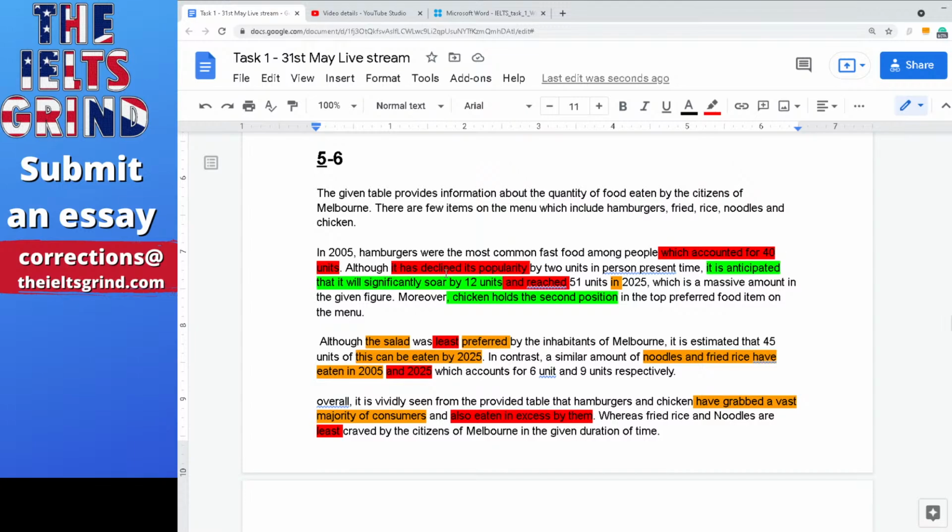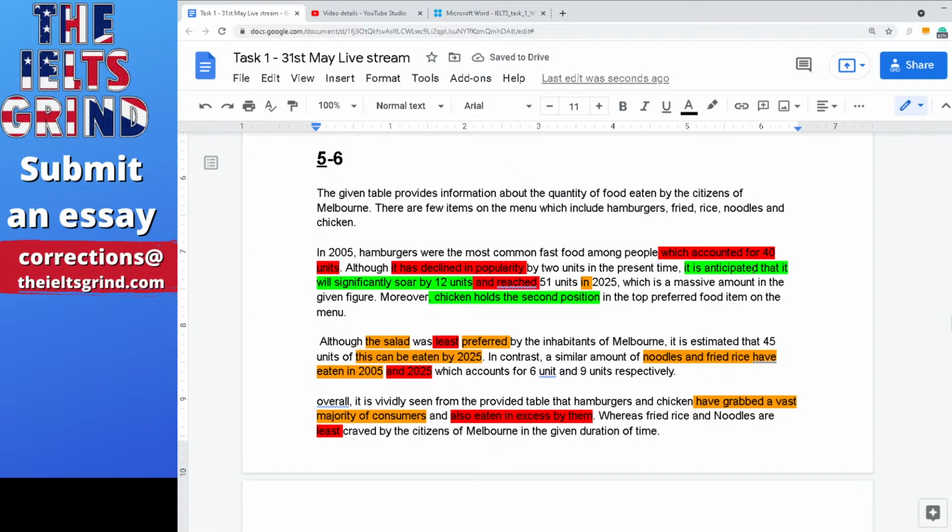Although it has declined its popularity. I wouldn't say it has declined its popularity, but I might say declined in popularity, because if you said it has declined its popularity, you're saying that hamburgers did something to reduce their popularity. But hamburgers are food, they can't do anything. So it doesn't make sense. So declined in popularity is what we should say. So this, again, this is the error. So 2 units in the present would be better.